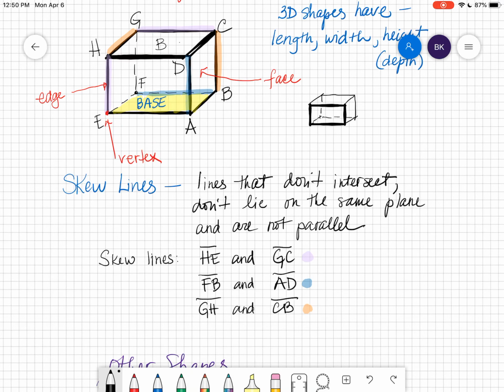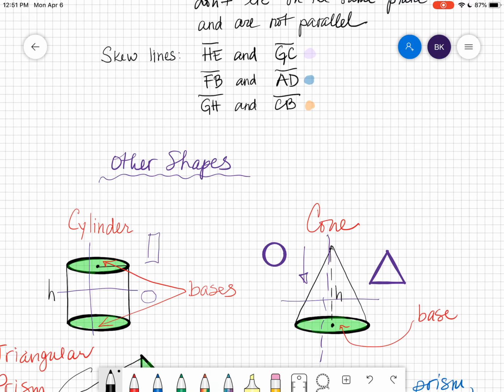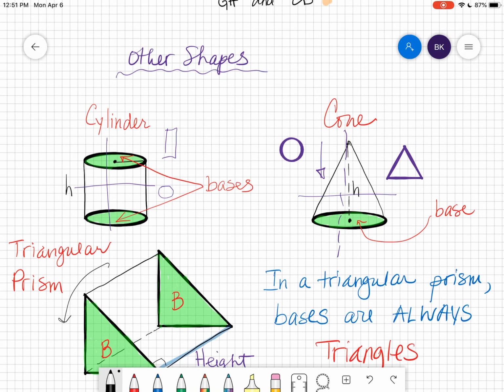FB is horizontal, AD is vertical, and again, AD belongs to the front face. FB belongs to either the bottom or back face. And the last pair is GH and CB, in orange. Again, one is vertical, one is sort of diagonal. HG belongs to the side face, and CB belongs to the right-hand side face of the rectangular prism. Other shapes we're going to be talking about in this chapter are cylinders, cones, and triangular prisms.